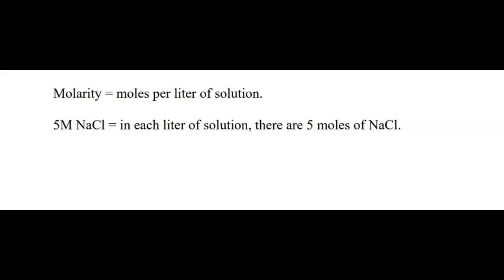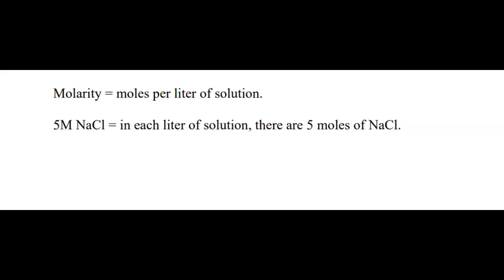All right, so now we've learned the fundamentals of stoichiometry. Let's add a few more things onto it, starting out with something called molarity. What is molarity? It's the moles of your solute per the liters of solution. So, for example, suppose you have a 5 molar solution of NaCl. It means that in each liter of solution, there are 5 moles of NaCl.